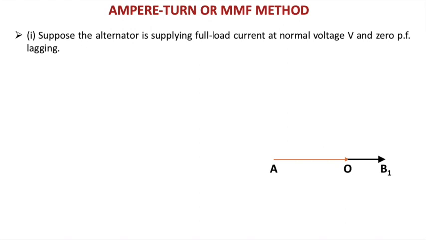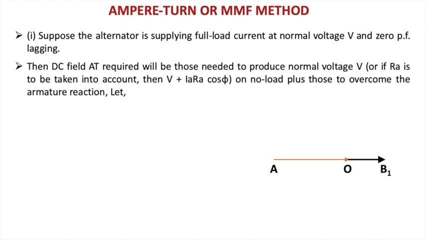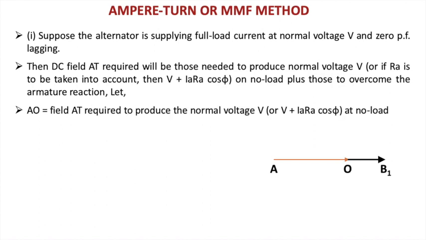Now suppose the alternator is supplying a full load current at normal voltage and zero power factor lagging. Then the DC field ampere turns will be required to produce the normal voltage. If Ra is taken into account, it has to be V plus IRa cos phi at no load, to overcome the armature reaction. So for the armature reaction, the DC field ampere turns required is V plus IRa cos phi, or if you neglect Ra, the armature resistance, then it will be only the normal voltage.